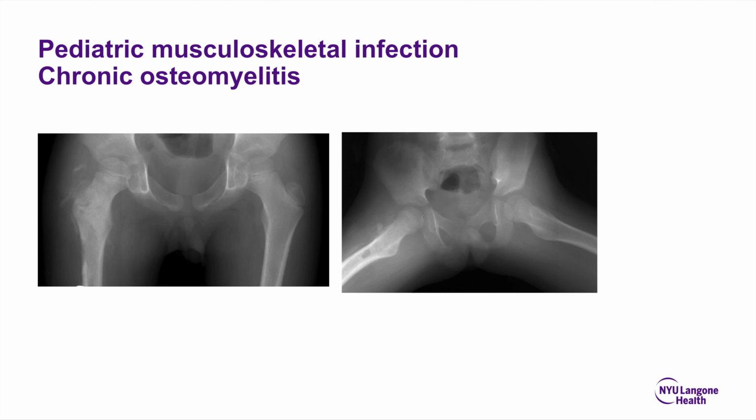And here you can see an example of a chronic osteomyelitis of the proximal femur demonstrating on this radiograph both the involucrum and sequestrum.